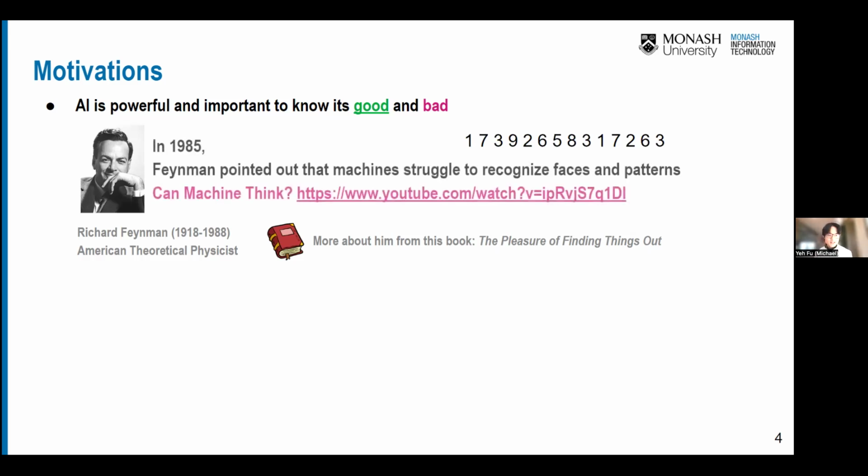And during that time, in 1985, in Feynman's lecture, he pointed out that machines struggle to recognize faces and patterns. For example, we have a person called Jack, and we want to input Jack's image into a computer and make it recognize Jack. Around 40 years ago, it was a really challenging task for a computer, because if the light condition or the angle changed, it just couldn't recognize who Jack is. It was really hard for a computer to recognize faces and patterns.